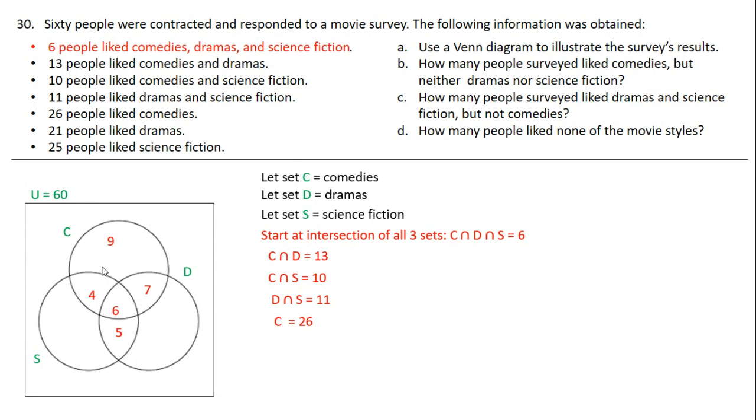What about the next one? 21 people like dramas. So dramas is my D, but I already have 6 and 5, which is 11, plus another 7, which is 18. And it's saying that is 21. So 21 minus 18 is going to be 3. And that 3 goes there. And then the last one, 25 people like science fiction. So I already have 4 and 6 is 10, plus 5 is 15. So I am missing 10 more. So that 10 will go there.